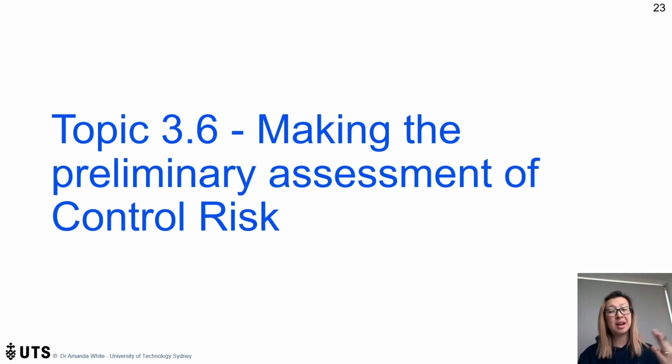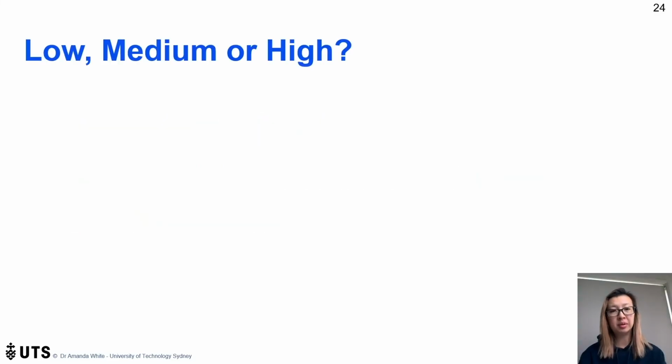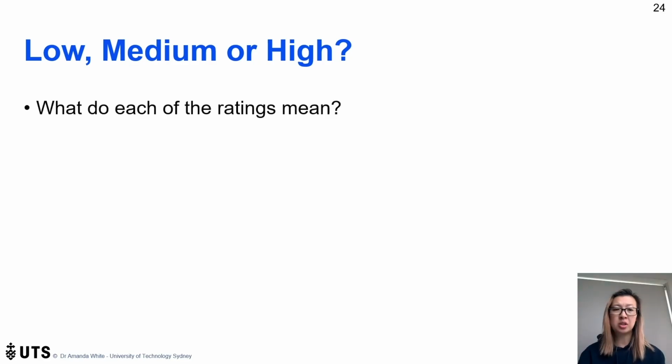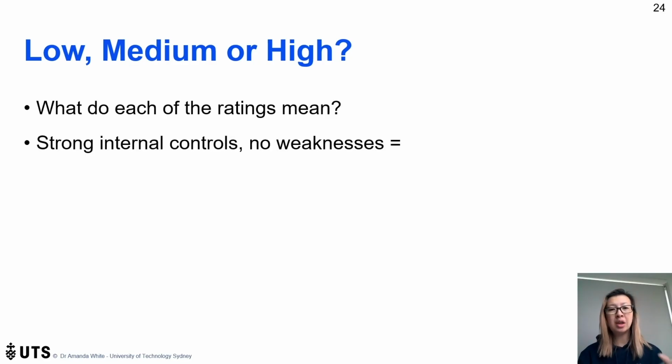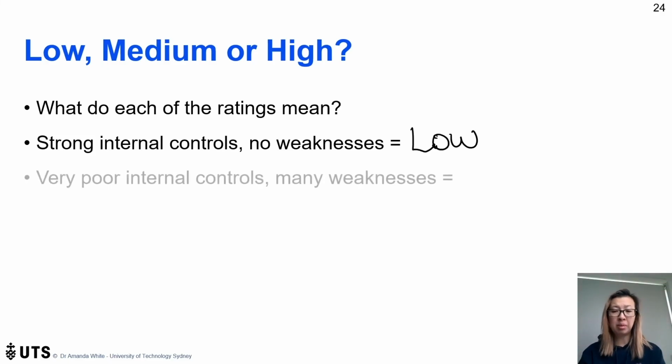Remember, CR is what goes into our audit risk model. Well, we have to use low, medium, or high. Remember, we don't use percentages. So what do each of the ratings mean? Strong internal controls and no weaknesses are typically going to be recorded as low control risk. Lots of controls, I can't see anywhere where there's a gap.